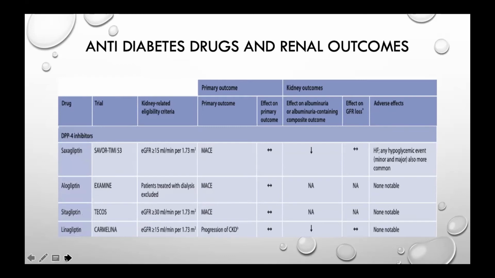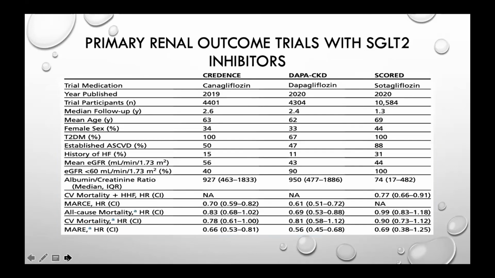Start looking at DPP-4 inhibitors. We've got these for a long time, and saxagliptin and linagliptin have shown the better renal outcomes as compared to the other gliptins. With CREDENCE, DAPA-CKD, and SCORED with sotagliflozin, you can see the major renal outcomes are benefited.